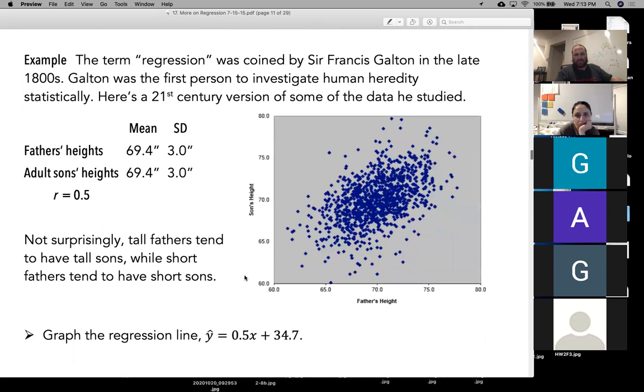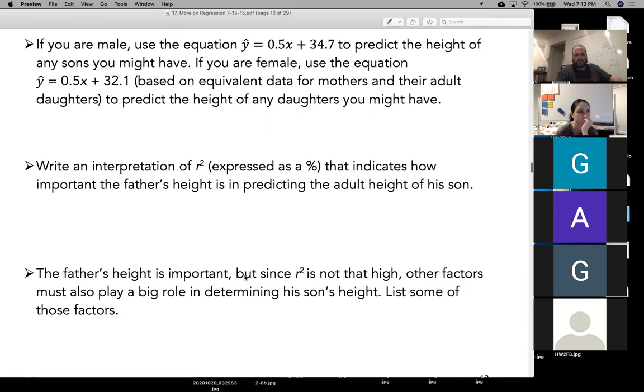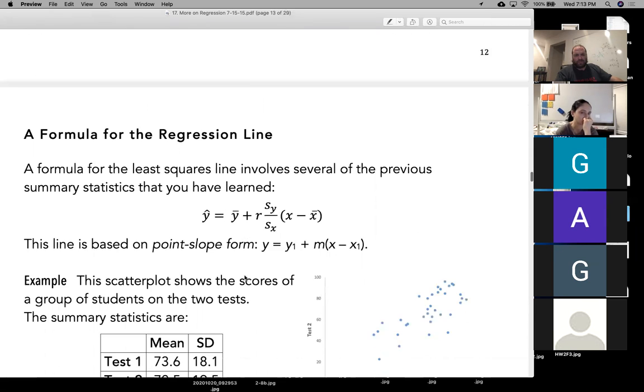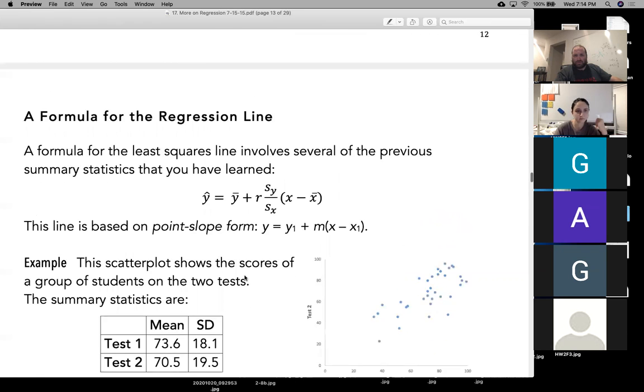Did we do this? I think we started this, correct? We started this, and actually we got to here. I believe we did more than this, correct? We got to page 13 and that was it. Okay, so let's start here.